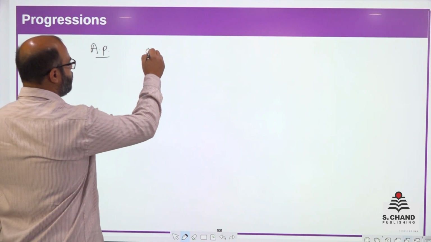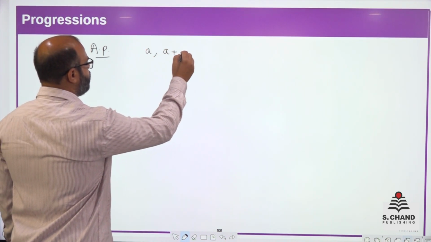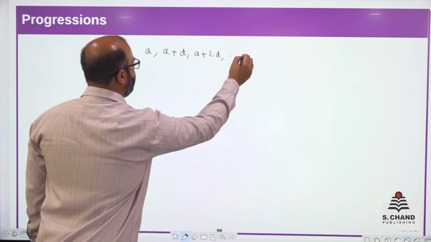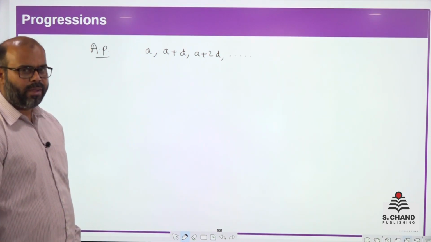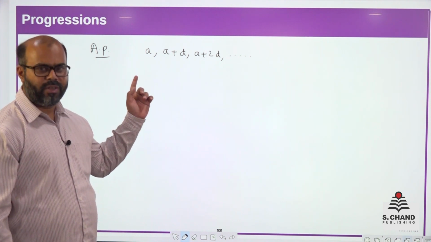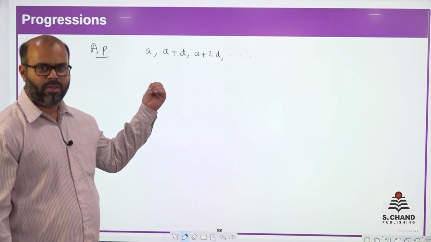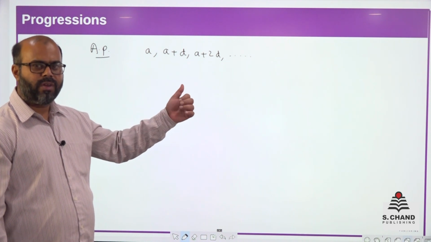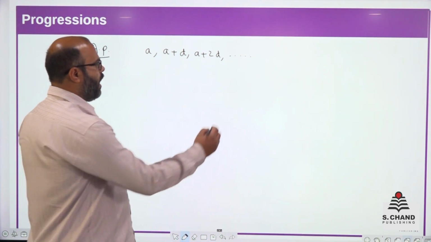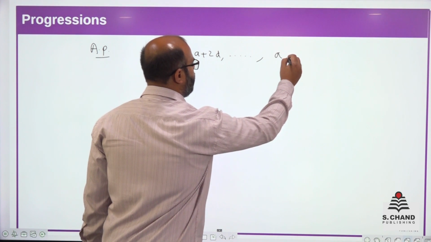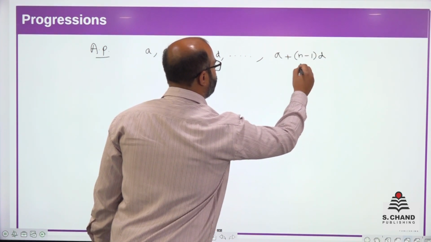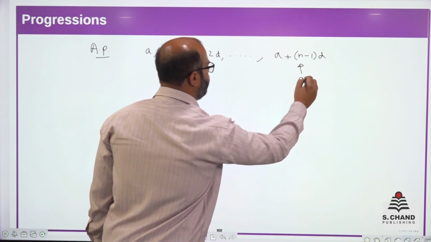A series of this form, a, a plus d, a plus 2d, and so on, is called an AP. Why is it called an AP? Because there is a common difference between consecutive terms. If you subtract the first from the second, the second from the third, the third from the fourth, you will get a common difference. And the last term, that is the nth term, will be a plus (n minus 1)d.